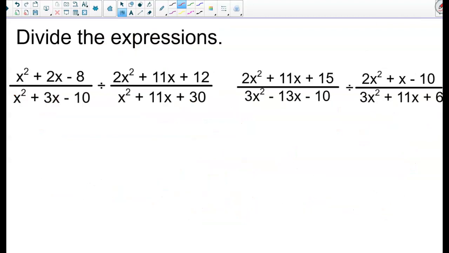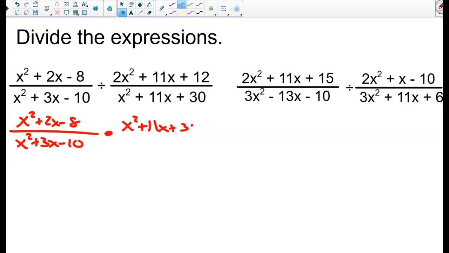With division, we're going to use our keep, change, flip. So the first thing I'm going to do every single time is I'm going to copy down the first fraction. I'm going to change the division to multiplication. And then I'm going to copy down the second fraction. Now we're going to factor.